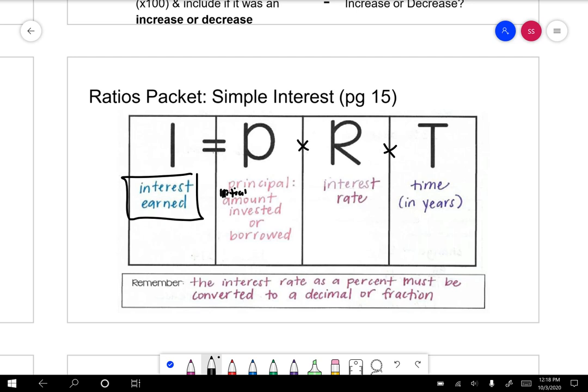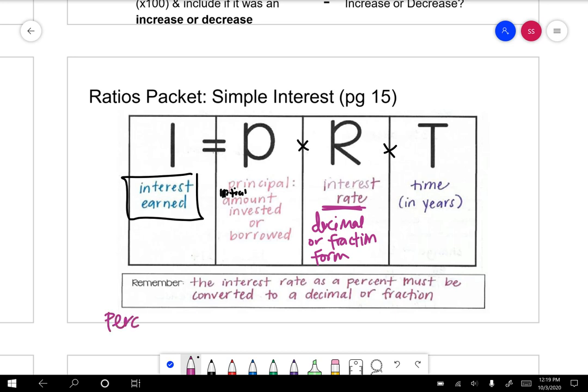Then there's that box that says remember. So this key thing is remember that the interest rate as a percent must be converted to a decimal or a fraction. So this right here, the interest rate, it needs to be in decimal form or fraction form. Generally, you'll be given it in a percent, so you have to change it to a decimal or a fraction. If you don't remember how to do that, we'll just make a quick note, and it might be a good idea to write this down.